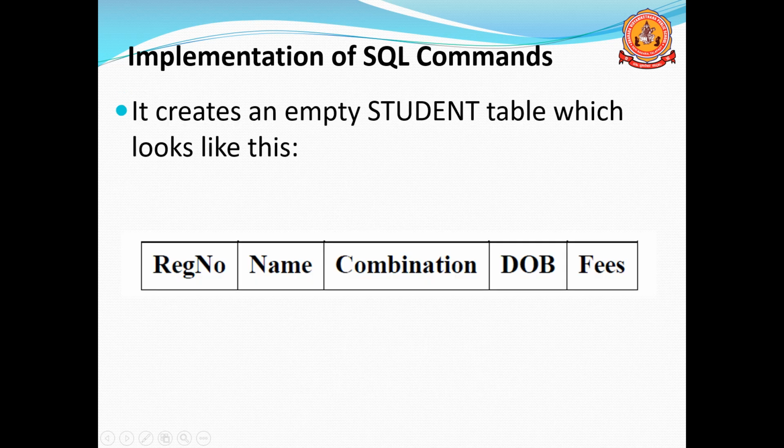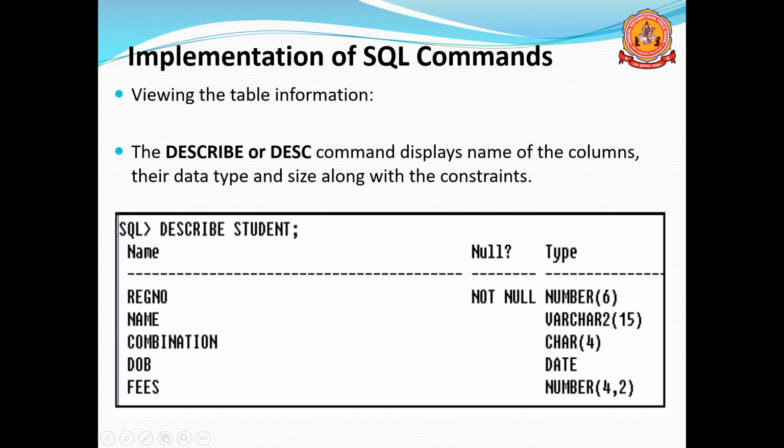After creating the table, you can see the table structure here. Register number will be there, next name, combination, DOB, and finally fees. So this is the table structure. After that we have to view the table. After creating it, we have to describe the table. When you are going to describe the table, we use the DESC command or the describe command.